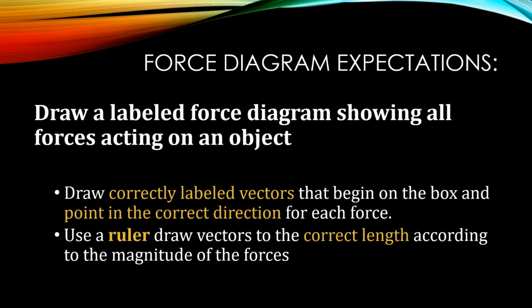A lot of times on quizzes or tests, there will be a question that says, draw a labeled force diagram showing all the forces acting on an object. In a question like this, here's what I'm looking for. First, you must correctly identify all of the forces. Then you will need to draw the labeled vectors that begin at the box and point in the direction each force is acting. These forces must be drawn with a ruler and must be the correct length for the scale of your picture.